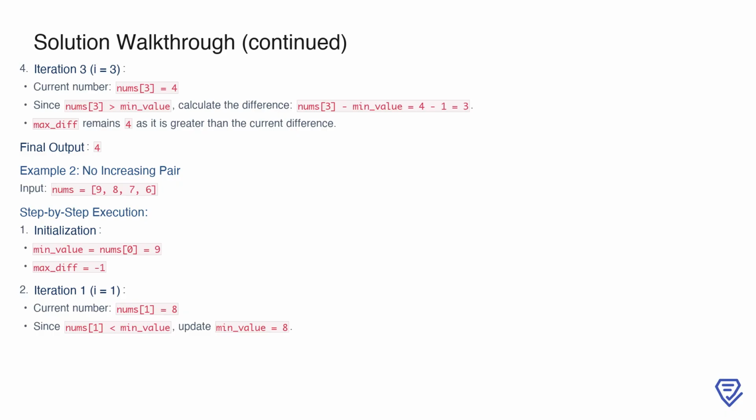For the second example, the input is nums equals 9, 8, 7, 6. We start by initializing min_value to the first element, 9, and max_diff to -1. On the first iteration, we examine nums[1], which is 8. Since 8 is less than min_value, we update min_value to 8. Again, no valid difference can be calculated since the current number is smaller than the updated min_value.